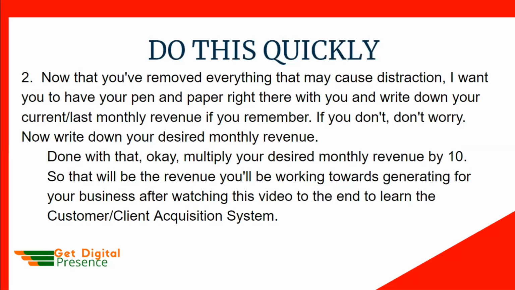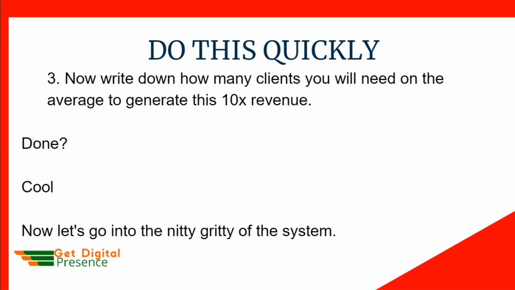Now, if you've done that, all you need to do right now is multiply your desired monthly revenue by 10. So if you've written down your expected, desired monthly revenue, multiply it by 10, so that will be the revenue you'll be working towards generating for your business after watching this video to the end, to learn the customer or client acquisition system. Multiply that desired revenue by 10, and that's what we are going to be working with.